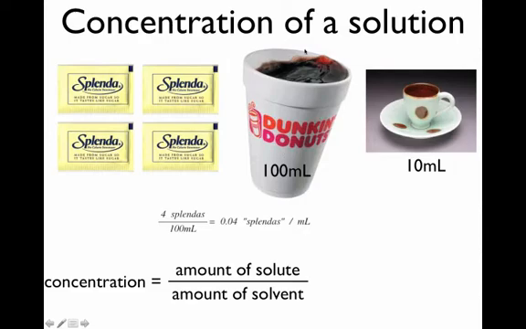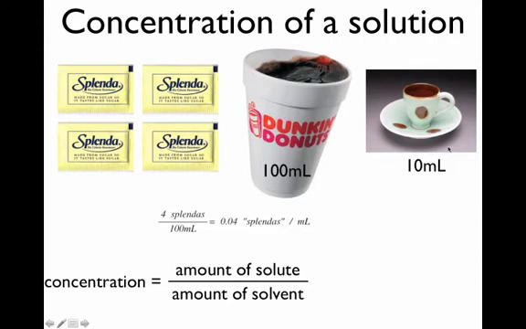So if you wanted to informally describe the concentration of Splenda in my Dunkin' Donuts coffee, you could say that it's 4 Splendas divided into 100 milliliters. And that is basically equal to this equation down here. And 4 divided by 100 is 0.04. So what you could say is that the concentration of Splendas in my Dunkin' Donuts coffee is 0.04 Splendas for every 1 milliliter of coffee. That's a way of describing the concentration of Splenda in this container.